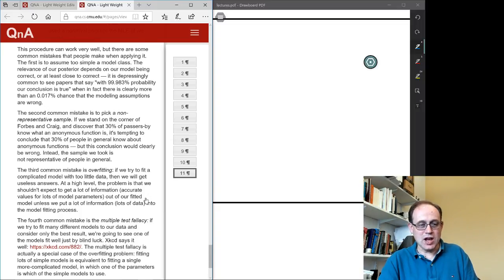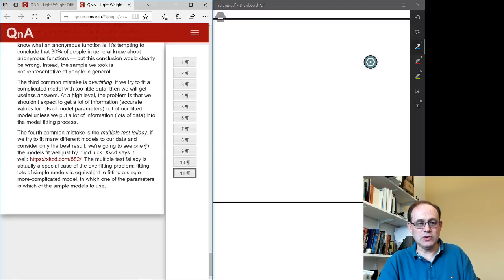All right, another common mistake is overfitting. So you've probably all seen examples of this. If you try and fit a really complicated model with not enough data, then you get useless answers. And at a high level, the problem is that you shouldn't expect to get a lot of information out, meaning accurate values for lots of model parameters, when we put very little information in, meaning not very much data. There are ways to try and guard against overfitting, and that's a lot of what people talk about in machine learning classes farther along in the sequence, but for now, just watch out for it.